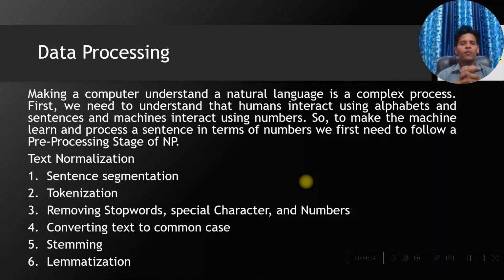First we need to understand that humans interact using alphabets and sentences, and machines interact using numbers, especially binary numbers. So, to make the machine learn and process a sentence in terms of numbers, we first need to follow a pre-processing stage of NLP. This is natural language processing.